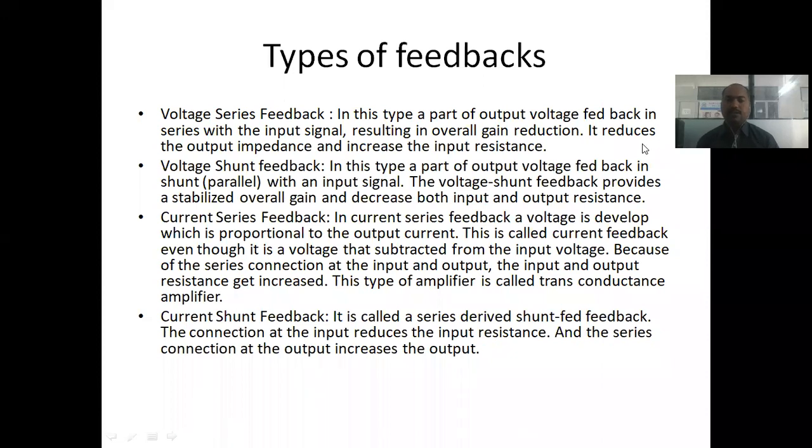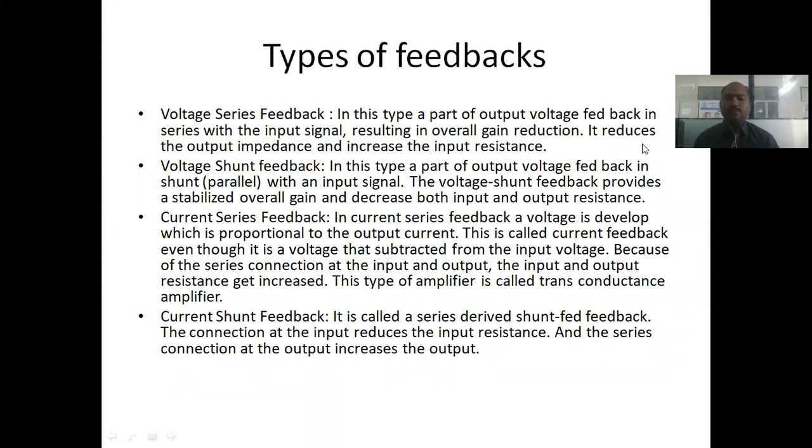Okay, now see, voltage shunt feedback. Voltage shunt feedback is the feedback applied in the feedback amplifier we are discussing. The signal applied is a voltage signal, and the output of the amplifier is nothing but a voltage, right? So if the output voltage of your amplifier is applied again to the input of your amplifier in shunt, that is, parallel to the input, then that type of amplifier is called a voltage shunt type of feedback amplifier.